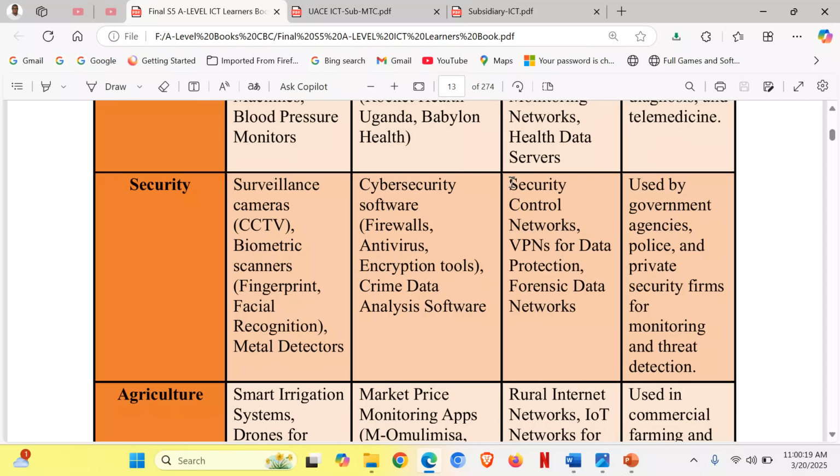When it comes to network, we have security control networks. We have VPNs for data protection. We have forensics data networks. These are used by government agencies, police, and private security firms for monitoring and threat detection.